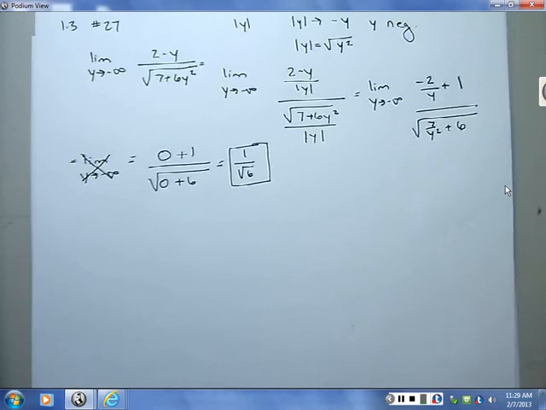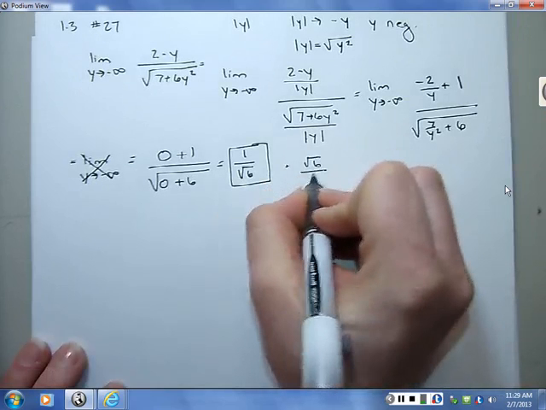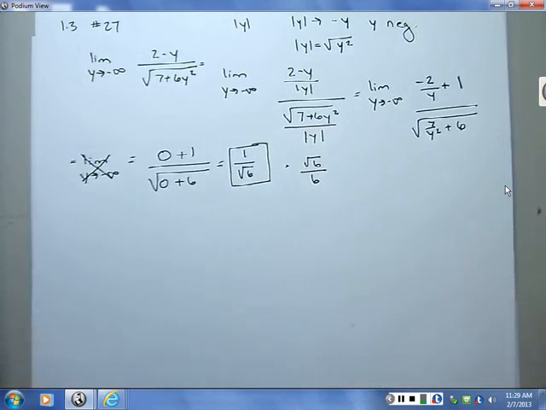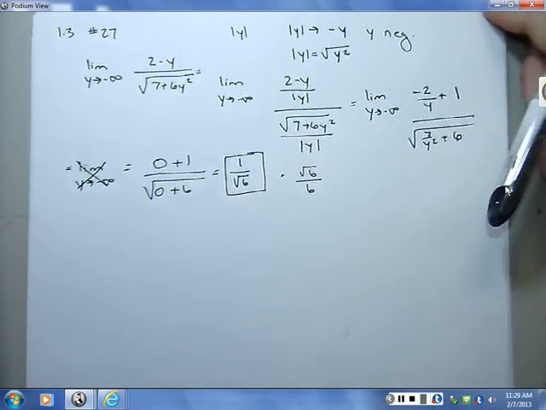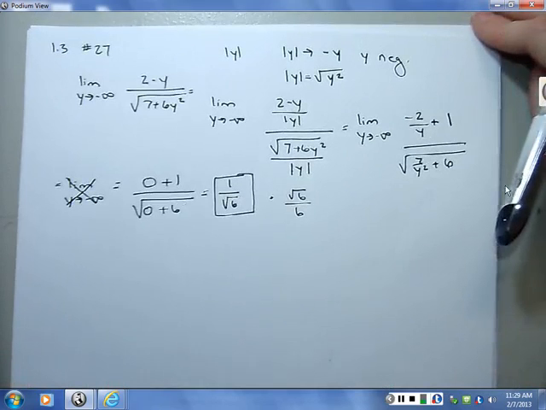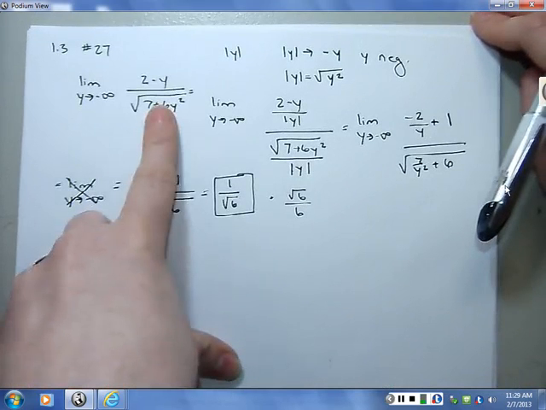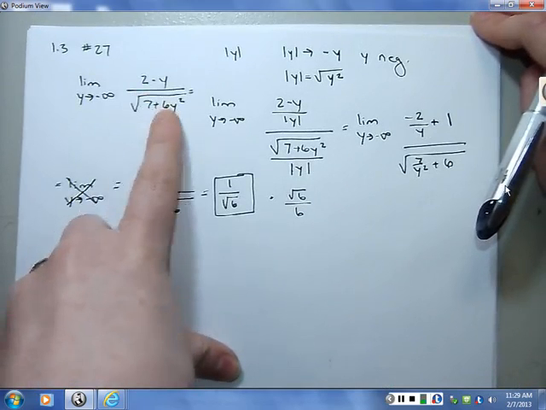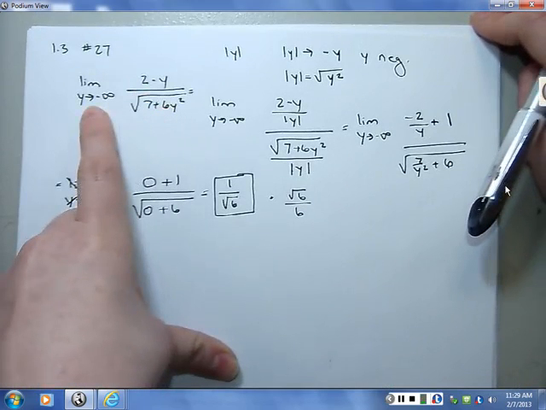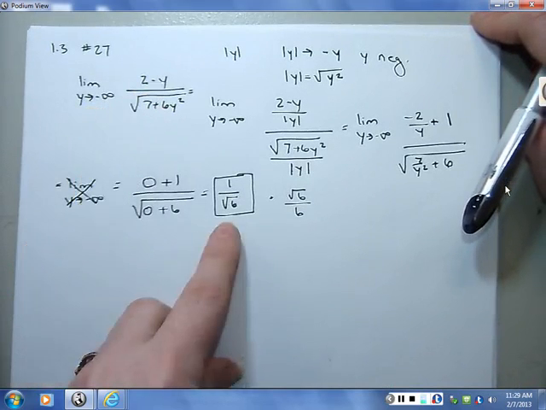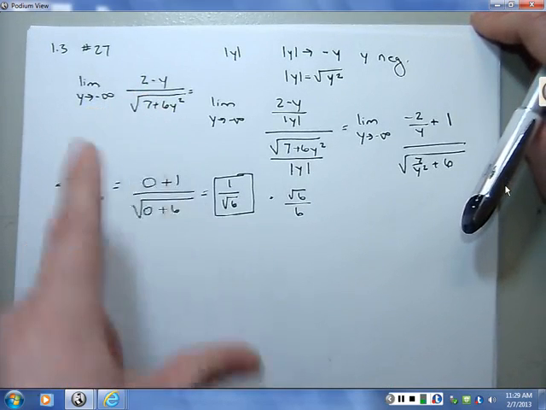You could write that as the square root of 6 over 6. I don't know if your book rationalizes it, but sometimes it does. Does anyone have any questions on problems like this? Sometimes students will look at this and say it's going to be negative 1 over the square root of 6, but you have to be really careful because y is going to minus infinity. If y was going to positive infinity, it would be minus 1 over the square root of 6, and you could show that by doing this work.